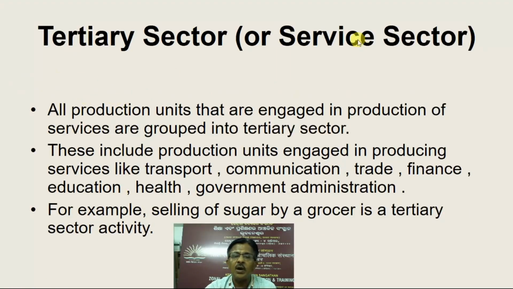Tertiary sector or service sector. All production units that are engaged in production of services are grouped into the tertiary sector. These include production units engaged in producing services like transport, communication, trade, finance, education, health, government administration, etc. For example, selling of sugar by a grocer is a tertiary sector activity.